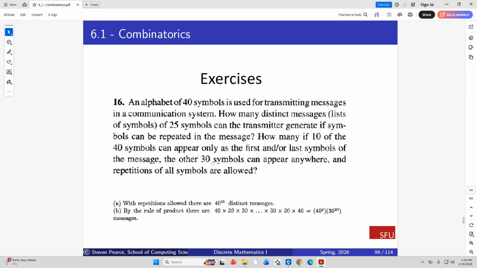However, by the rule of product, if you look at the second part, how many if 10 of the 40 symbols can appear only as the first and last symbols? There's 40 for the first, and then 30 for all of the ones in between, because 10 of the 40 symbols can appear only as the first. So you have 40 squared times, by the product rule, 30 to the 23rd. So you can see this second half is product rule combined with the first half of this problem. That's just a standard permutations with repetition problem.